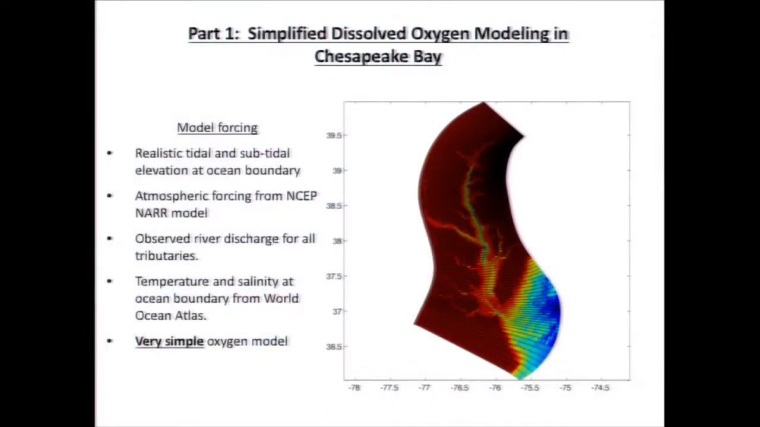So part one, I'm going to be looking at oxygen dynamics in Chesapeake Bay, and to do that, I'm going to be using a model called ChesROMS. This was developed by Raleigh Hood and collaborators at the University of Maryland. This is the grid on the right here.